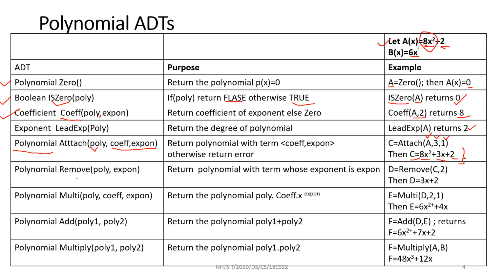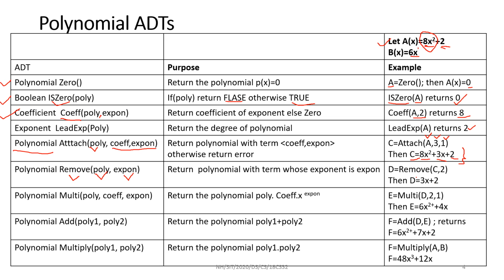Now I don't want one particular term in the polynomial. I want to remove a term. For that I can create a function. I can call it the remove function, where we pass a polynomial and which term you want to remove. You have to specify the exponent. The exponent is unique, not the coefficient. We can have all coefficients the same, but the exponents are different and unique.